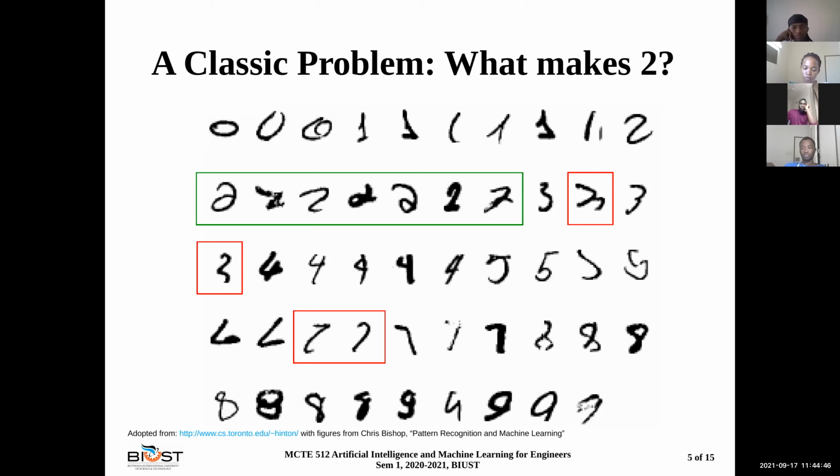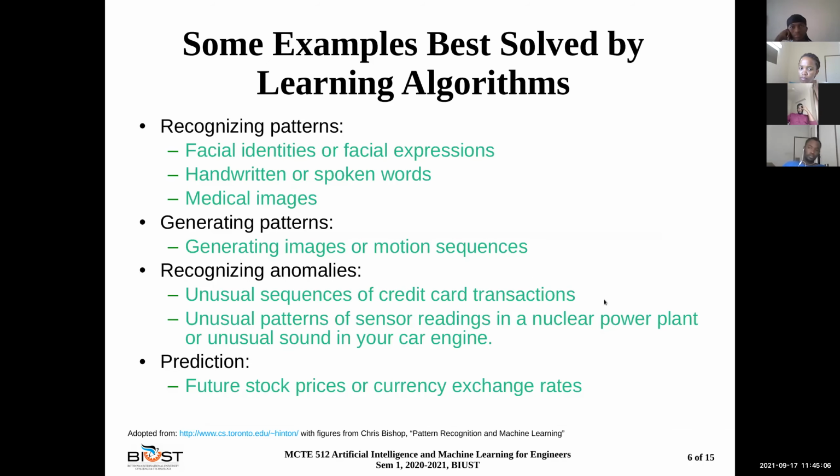Again, this is character recognition. Even in character recognition, this kind of method is used, because even the characters are written in a different form, or different font, or different writing. This is how they are being recognized. So some examples that are solved by learning algorithms, or machine learning algorithms, are recognizing patterns, generating patterns, recognizing anomalies, as well as prediction.